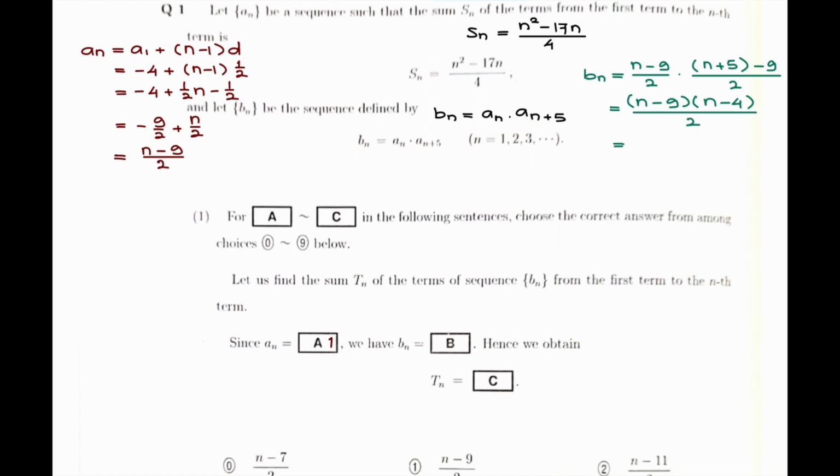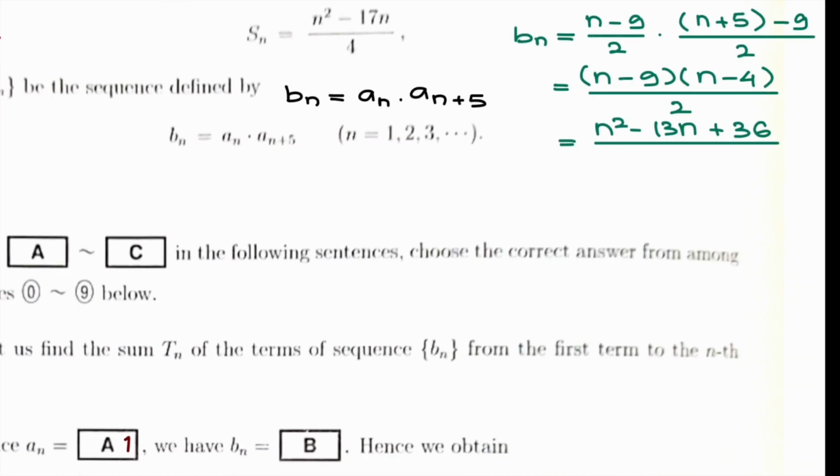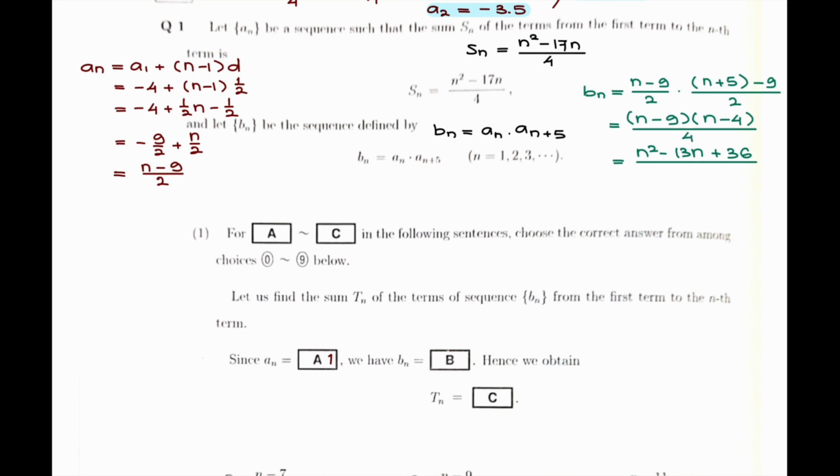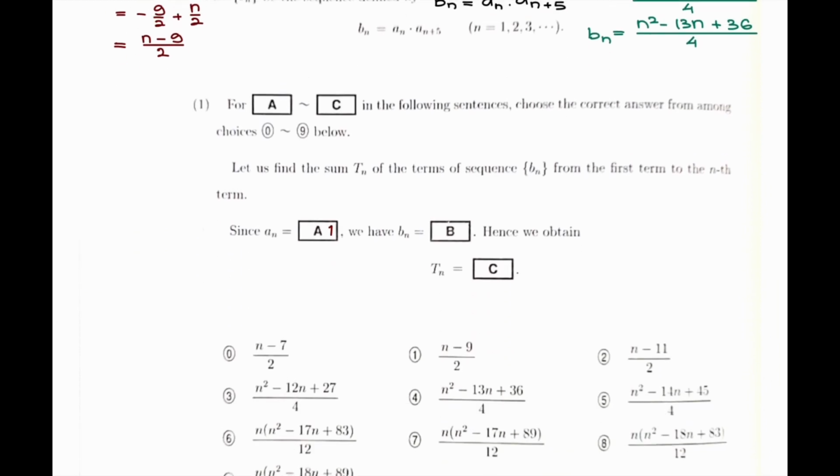We can expand the numerator and it will become N squared minus 13N plus 36 over, wait a minute, once again, I made a silly mistake here. It should be 4, not 2, because 2 times 2 is equal to 4. So my final answer is N squared minus 13N plus 36 over 4. This is our BN. So the correct answer for letter B is N squared minus 13N plus 36 over 4, which is number 4.